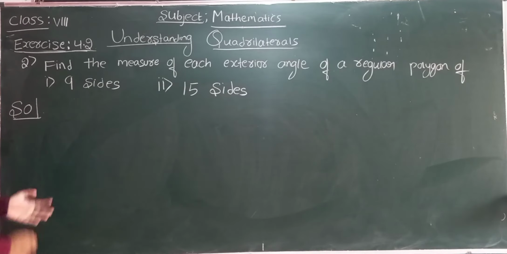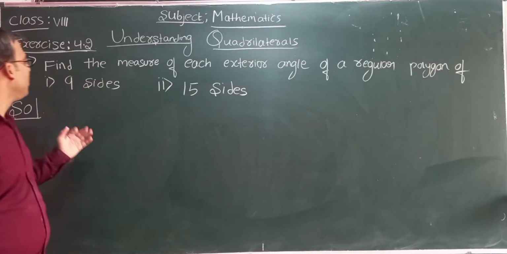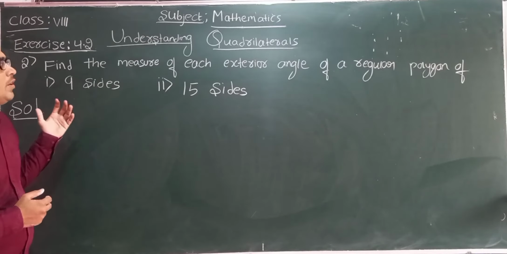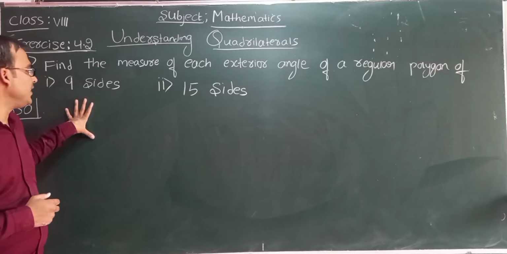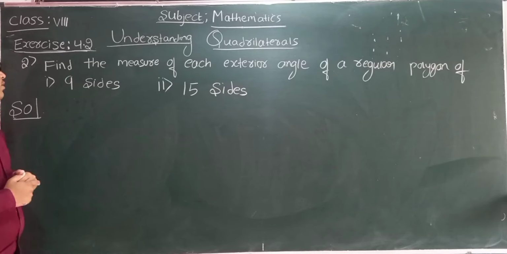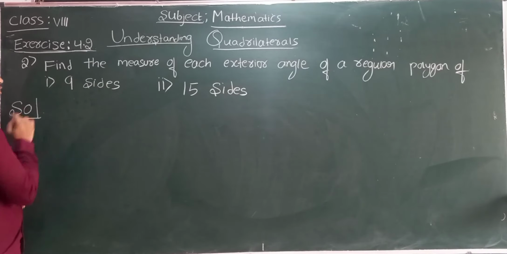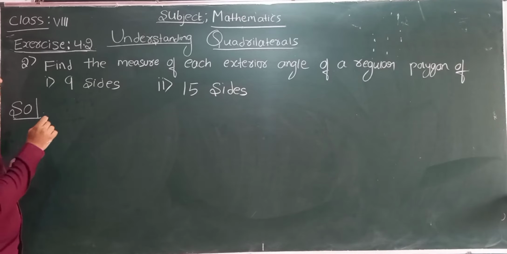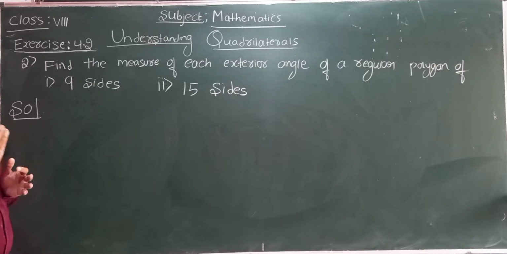Here what they have given: find the measure of each exterior angle of a regular polygon of 9 sides, 15 sides. So we need to find the value of each angle of a regular polygon having 9 sides and 15 sides. Now let us find the value of each exterior angle of a polygon whose sides are 9. How to solve this? We know the formula, no? What's the formula? Each exterior angle equals to sum of exterior angles divided by number of sides.